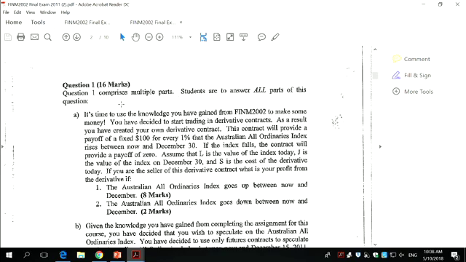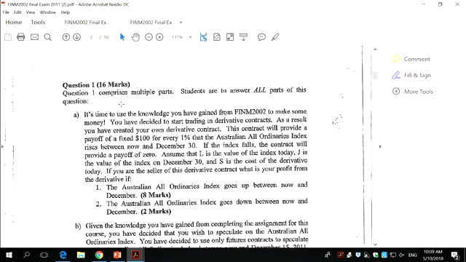It's time to use the knowledge you have gained from derivatives to make some money. You've decided to start trading in derivative contracts. Don't do that, please. As a result, you've created your own derivative contract. This contract will provide a payoff of a fixed $100 for every 1% that the All Ordinaries Index rises between now and December 30. If the index falls, the contract will provide a payoff of 0.